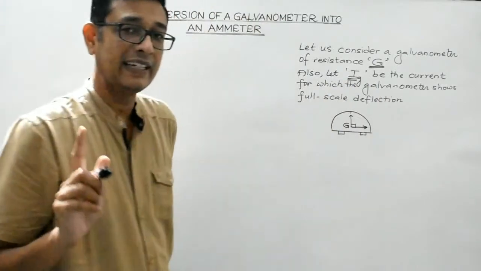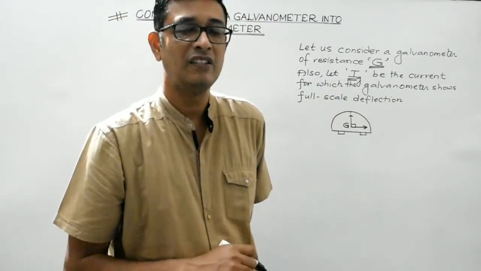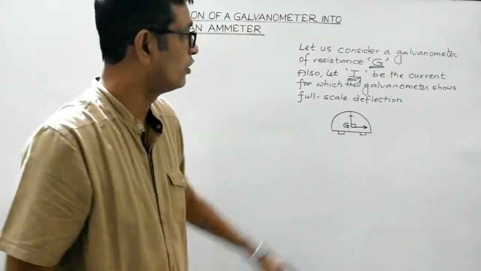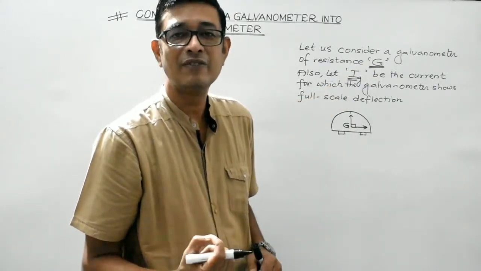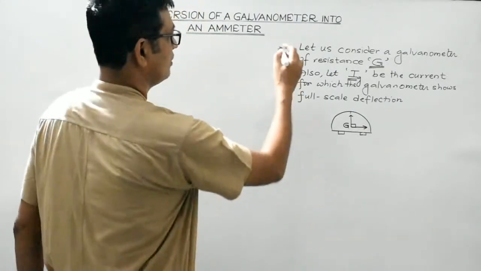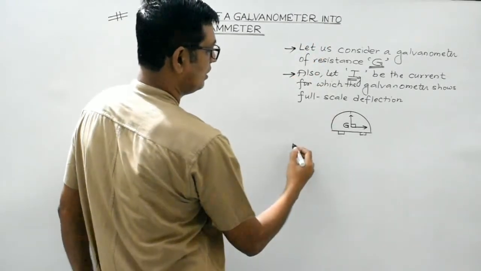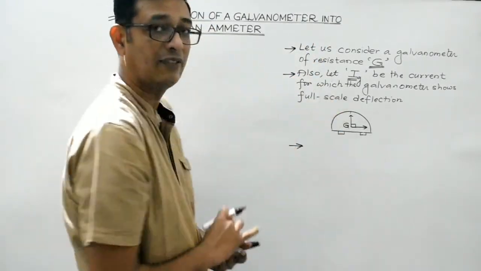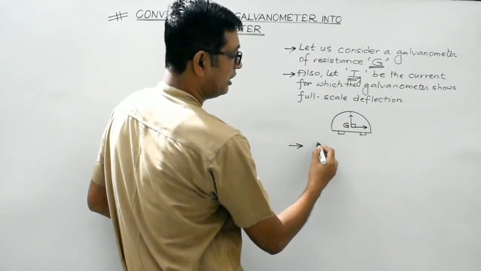One is, galvanometer is a sensitive device. It is a low resistance device. So suppose we consider a galvanometer of resistance capital G, and let Ig be the current for which the galvanometer shows full scale deflection. And third point, let us consider this galvanometer is to be converted into an ammeter.